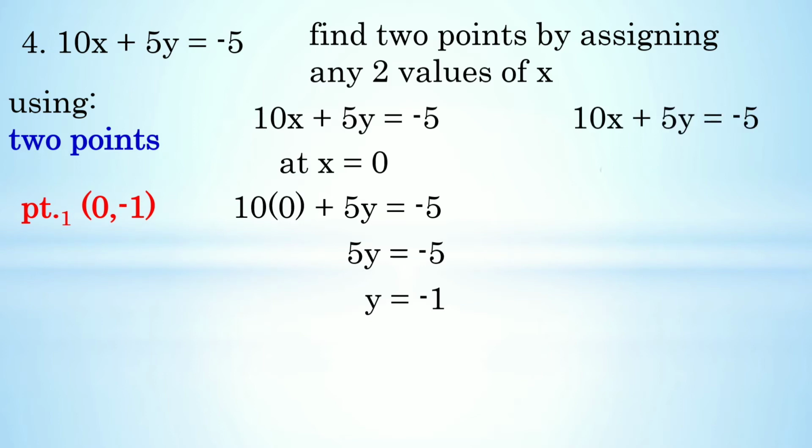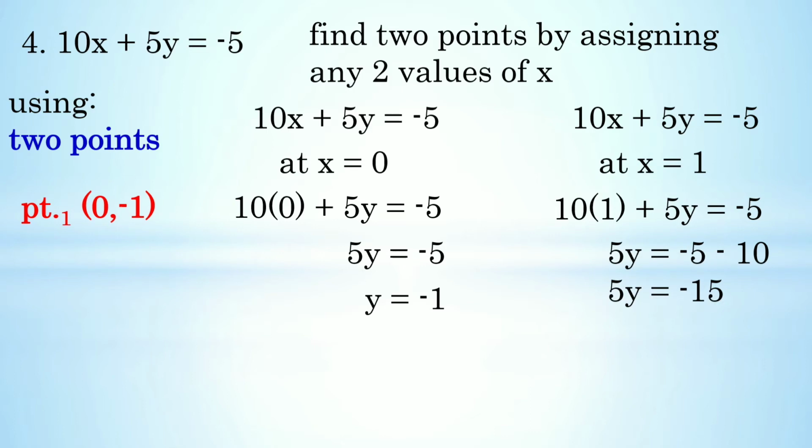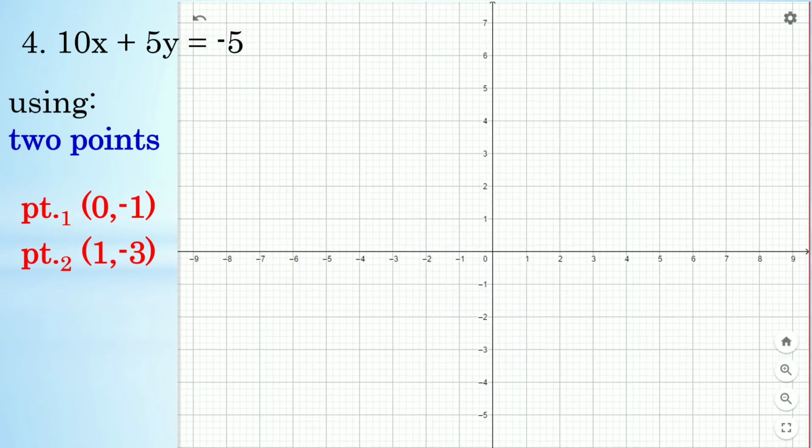And then, ang second value ni x na ginamit ko ay 1. So, kapag ang x mo ay 1, pinalitan ko si x ng 1. So, ang value ng ating y ay negative 3. So, ang ating second point ay 1, negative 3. So, dahil meron na tayong 2 points, pwede na natin siyang i-plot sa Cartesian plane.